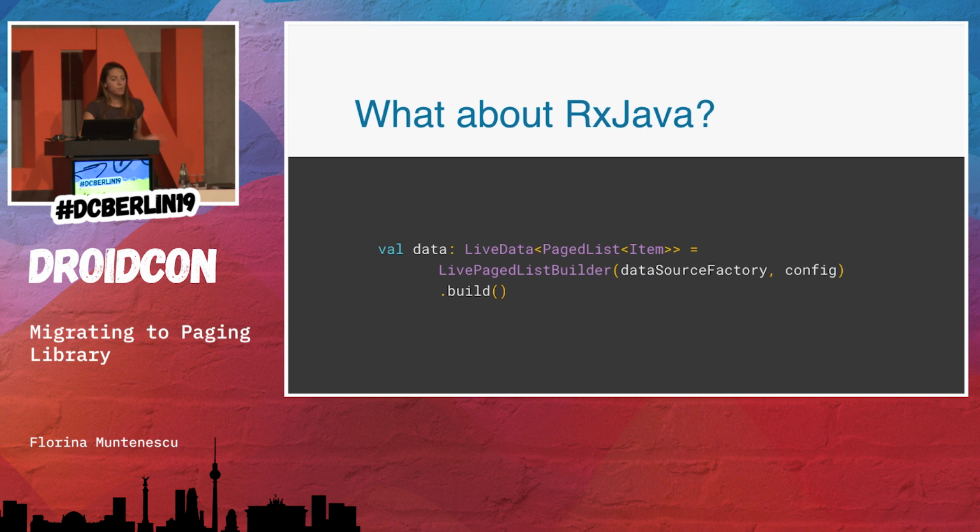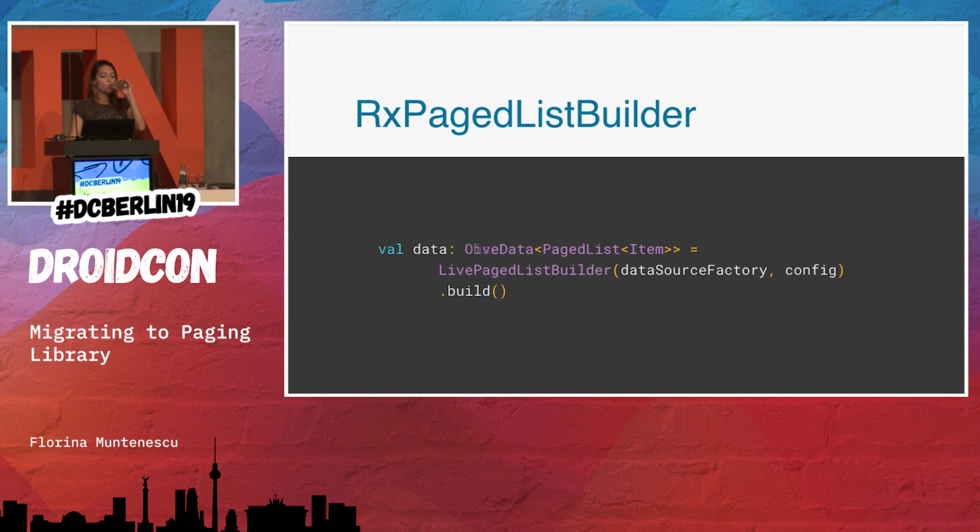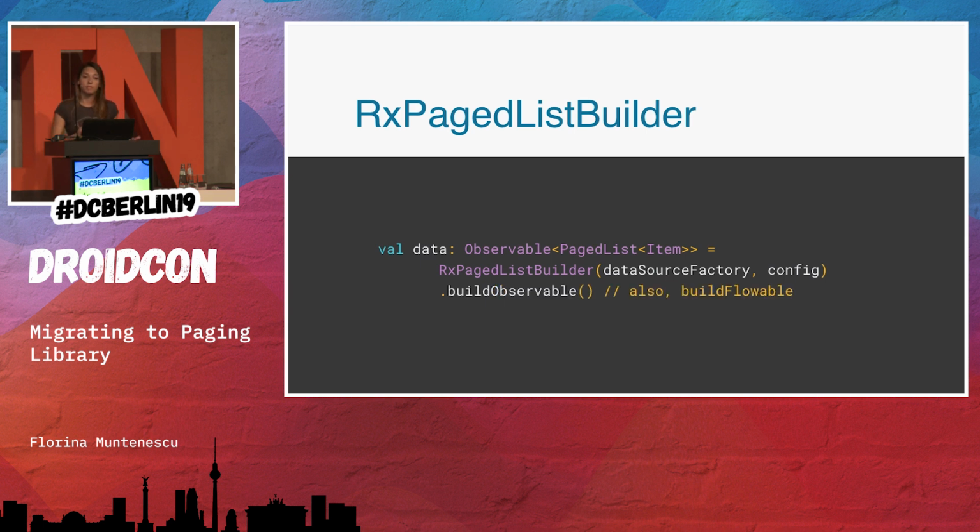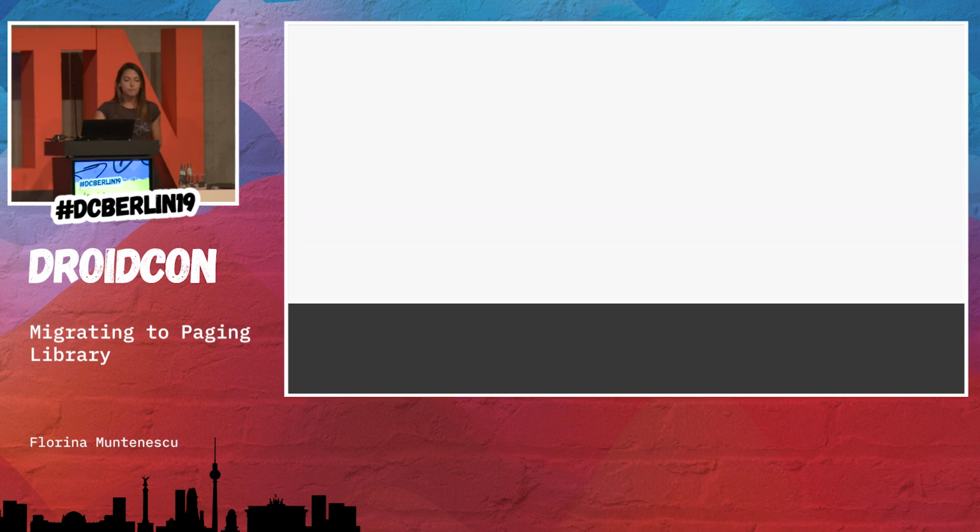OK, but what about RxJava? What if you're not using LiveData and you're using RxJava? Well, instead of using a LivePagedListBuilder, you can use an RxPagedListBuilder. And instead of calling build, you would just call buildObservable or buildFlowable, depending on what your needs are.